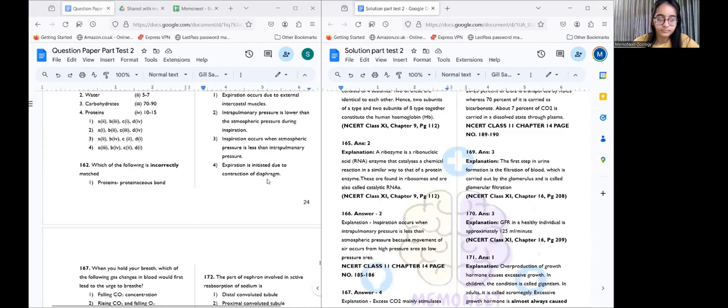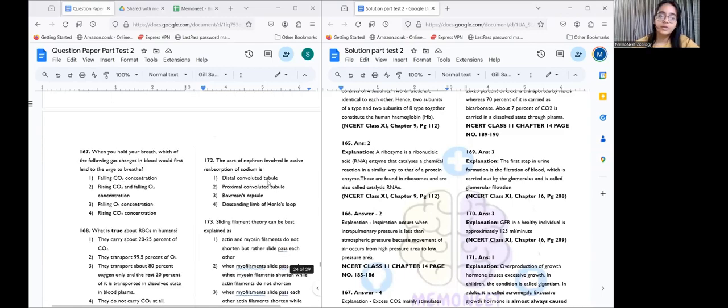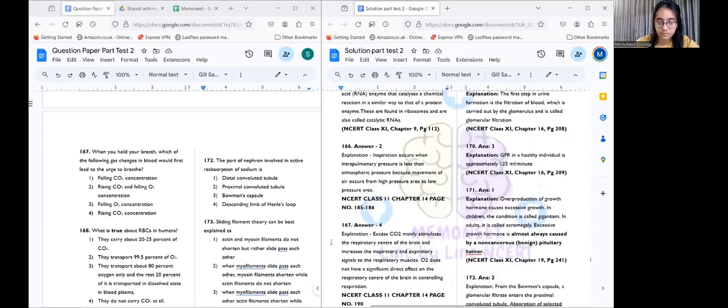Moving to 167th question. Which of the following gas changes in blood would first lead to the urge to breathe? So the answer for this is the fourth option, which is raising CO2 concentration. Okay. So now when we are holding our breath, there's no exchange, right? So carbon dioxide is already present inside our blood and no new oxygen is coming inside. Usually there's exchange of gases. So oxygen comes in, carbon dioxide goes out.